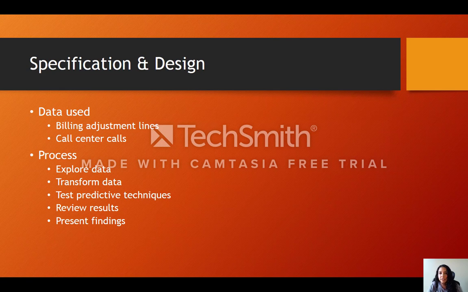The data we used when designing this was both the bill adjustment and call center data. So obviously we needed both pieces that were key to our theory in order to be able to prove that. So as you'll see in this presentation, we explored the data. We did a little bit of transformation, which we'll talk about. We tested our various predictive techniques to try and find the best model, reviewed our results, and then we're here with you today to present our findings.